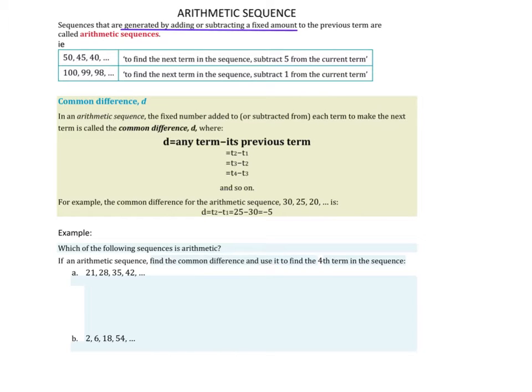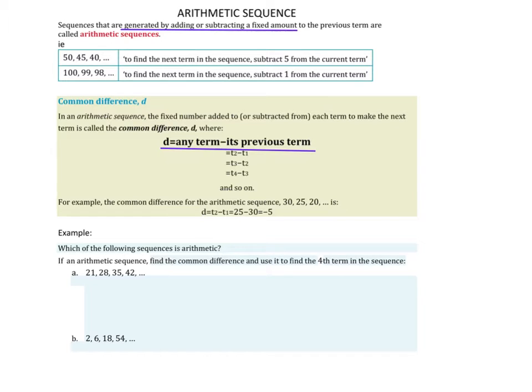The common difference we call D, and it is a term minus the previous term. So if you like, it is just the difference between the two terms. So T2 minus T1, T3 minus T2, T4 minus T3, and so on. So let's just have a look at an example here.